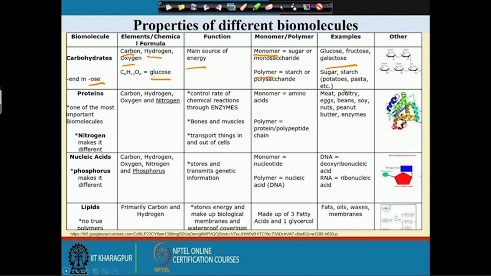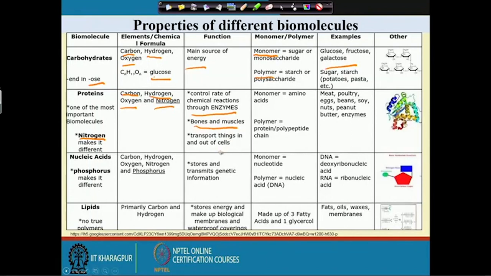Now, if you look at the protein molecule, this is the most important because it is used as a nitrogen source, and it comprises carbon, hydrogen, oxygen and nitrogen. It controls the rate of chemical reactions through the enzymes. The enzymes are the basic biomolecules that mostly take part in the reactions, and they are considered biocatalysts. The role of a catalyst, as we know, is that it takes part in the reaction and after the reaction is over, it remains unaltered. The purpose of the catalyst is to lower the activation energy so that the rate of reaction increases.